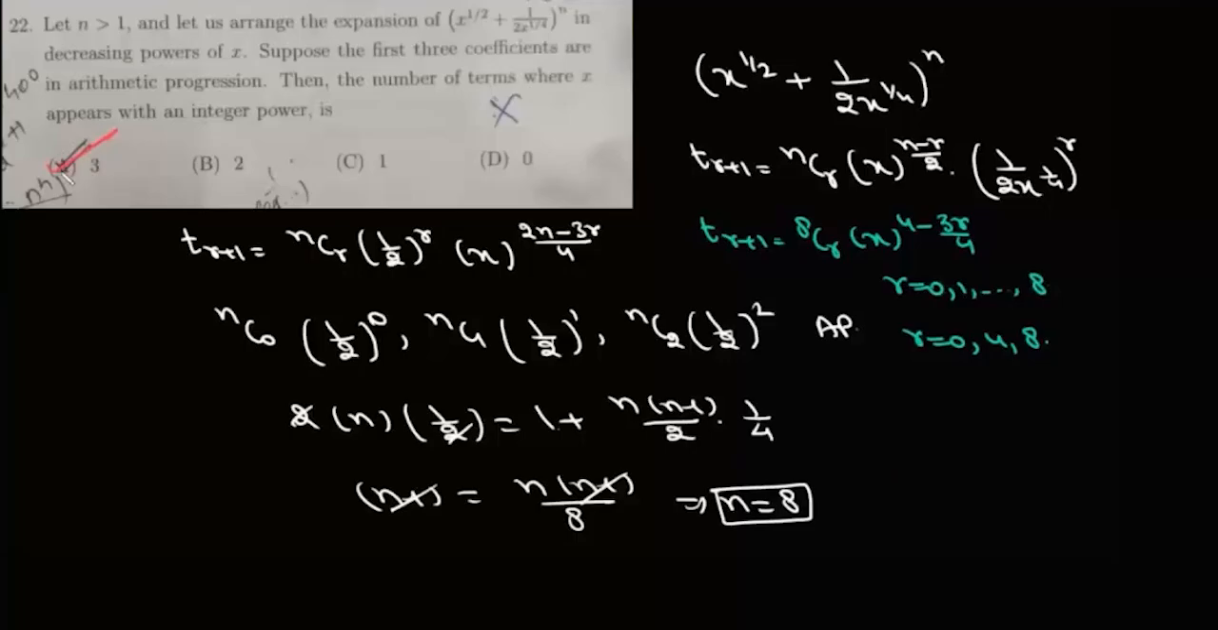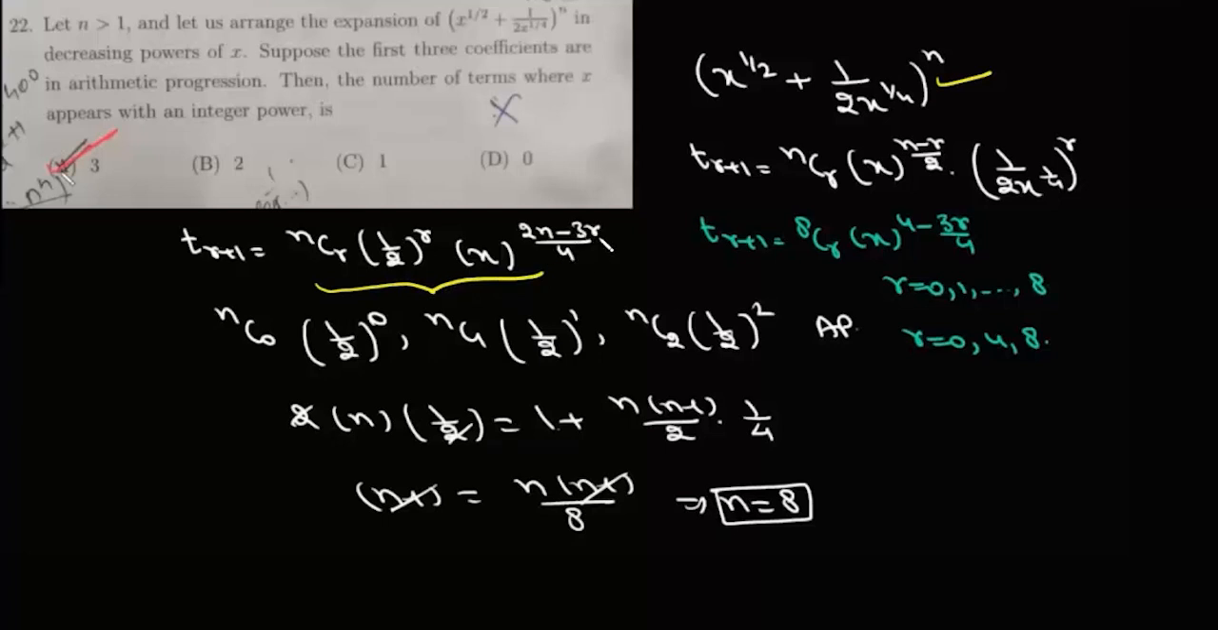Now here the question is, we are given a binomial expansion and it says we have to arrange the terms in the decreasing power of x, and suppose that the first three coefficients are in AP, then we need to find the number of terms where x appears with an integer power. Now if we look at this binomial expansion, we can write its general term as nCr a to the power n minus r into b to the power r, and if we simplify it, we can get nCr 1 by 2 to the power r into x to the power (2n minus 3r) by 4.